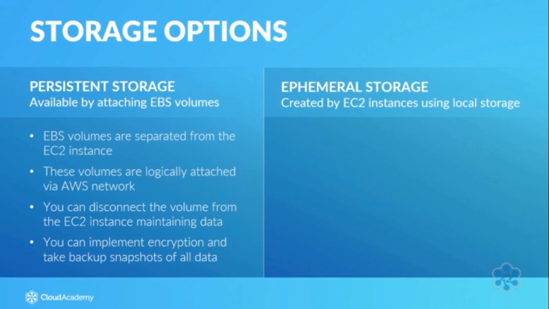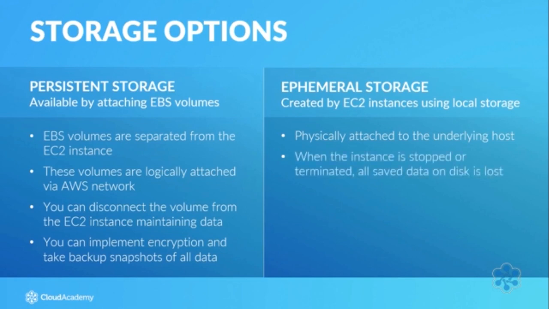Ephemeral storage, or instance-backed storage, is the storage that is physically attached to the underlying host on which the EC2 instance resides. Looking back at our previous example, this would be similar to your own laptop or PC's hard disk. There is a difference here though. With AWS EC2 instances, as soon as the instance is stopped or terminated, all saved data on ephemeral storage is lost. If you reboot your instance, then the data will remain, but not if you stop it.